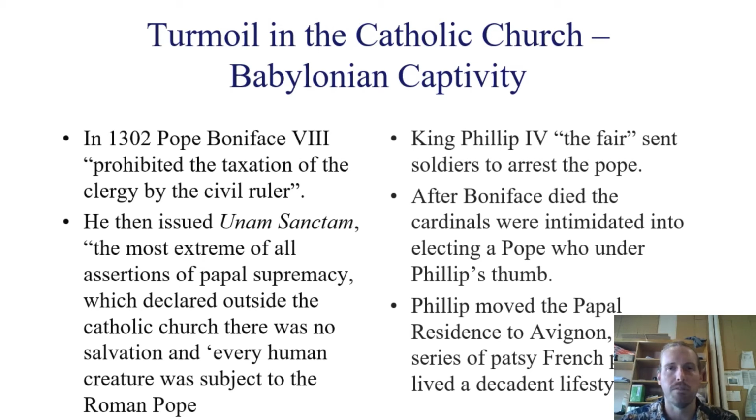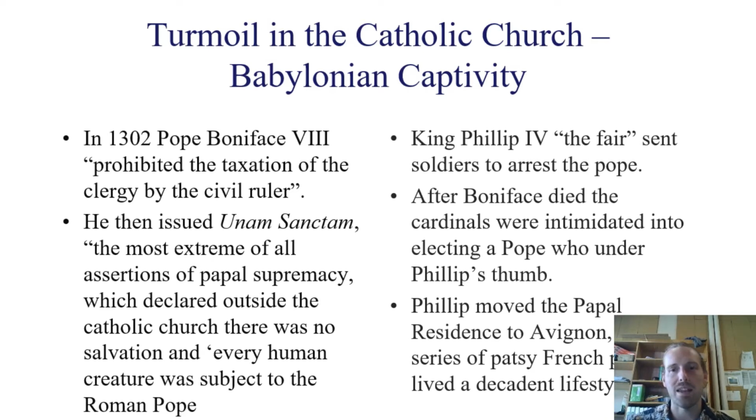This really ticked off Philip IV of France. France at the time was one of the largest and most powerful kingdoms in Europe. So he sent soldiers through Italy to Rome to arrest the Pope. Boniface died, and the cardinals in Rome who elected the Pope were intimidated by the military presence of these French soldiers. So they elected a Pope who would essentially be manipulated as a puppet by Philip, and then Philip decided to move the papal residency away from Rome to Avignon in southern France, where he could keep a closer eye on the Bishop of Rome.